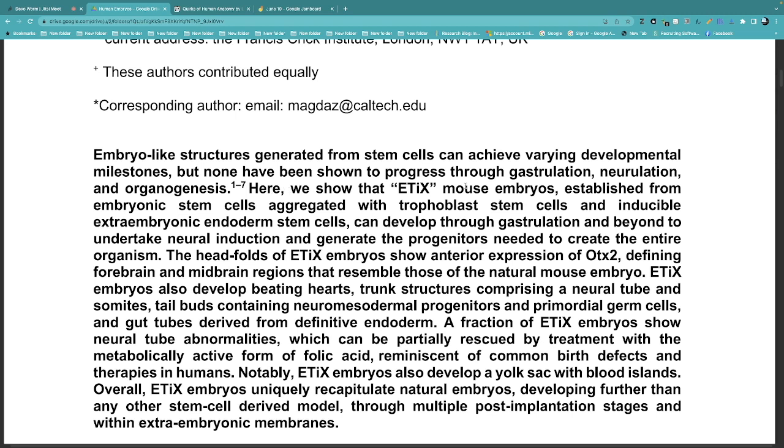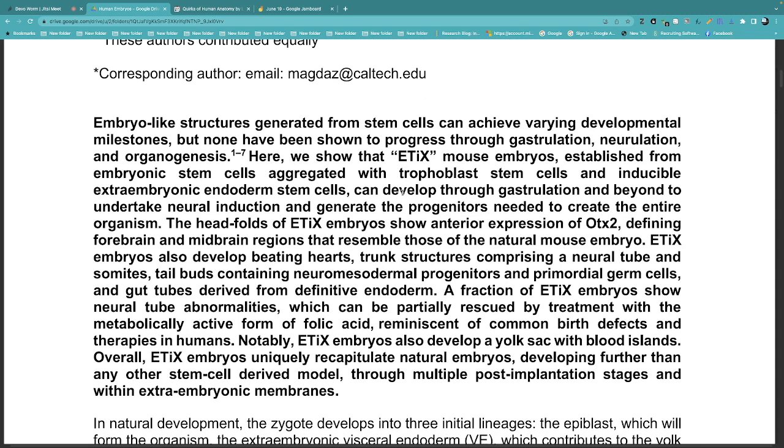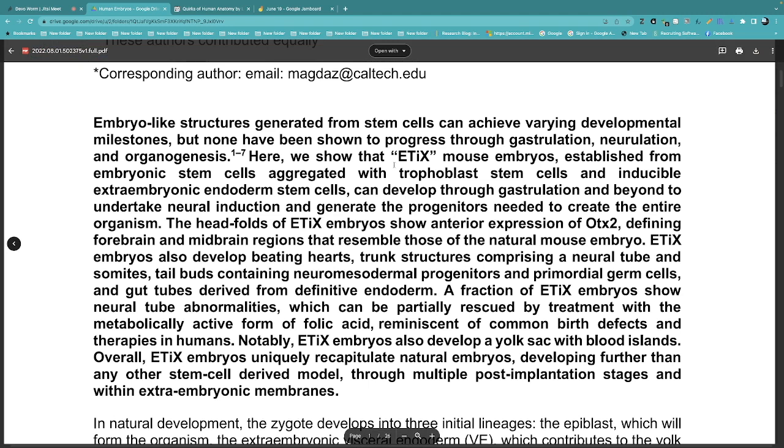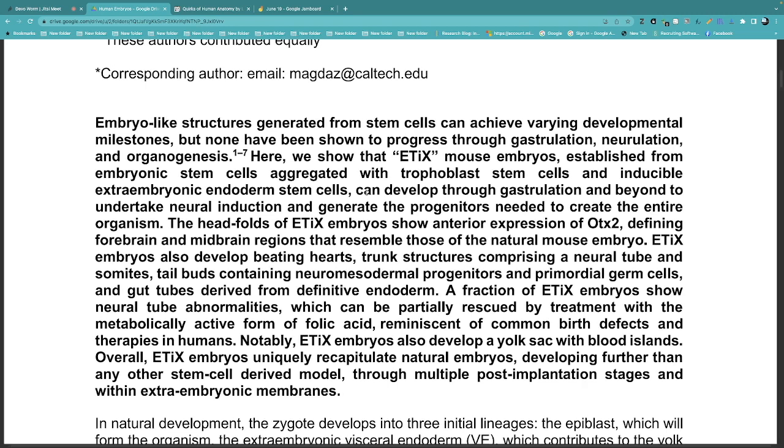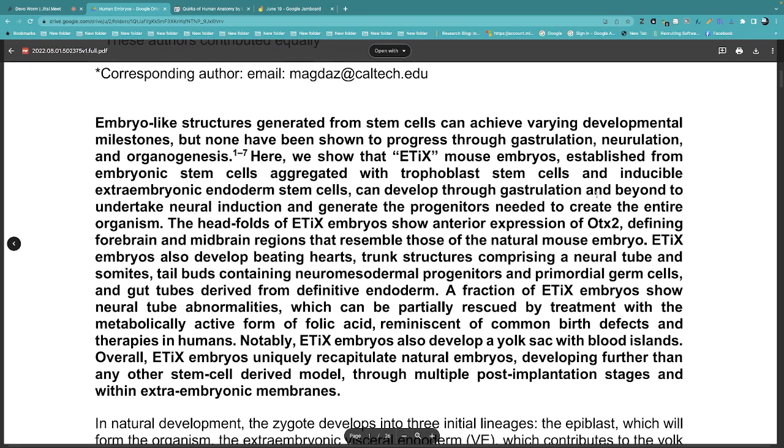Here we show that ETiX mouse embryos. The ETiX, I don't know if they get into the definition of this, probably in the paper, are established from embryonic stem cells aggregated with trophoblast stem cells and inducible extraembryonic endoderm stem cells. So these are mouse embryo models that are established from different types of stem cells. So they're just putting all these stem cells in association with one another, and they're seeing what happens. This aggregate can develop through gastrulation and beyond. So you can take that aggregate through different developmental stages.